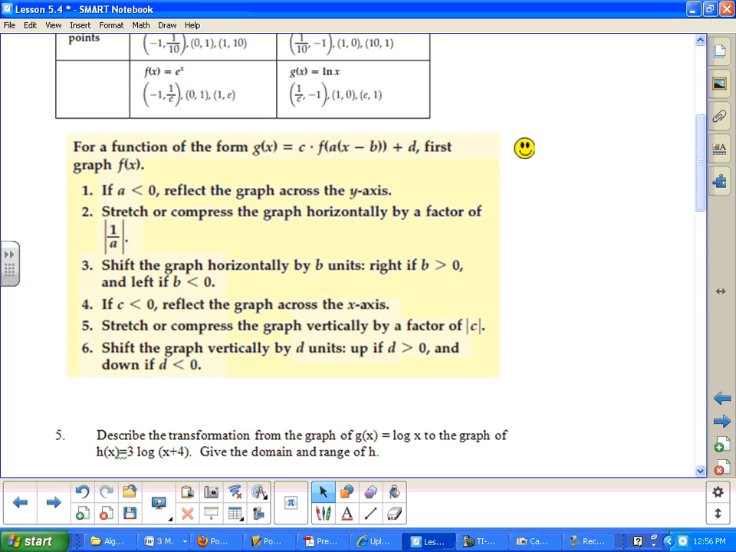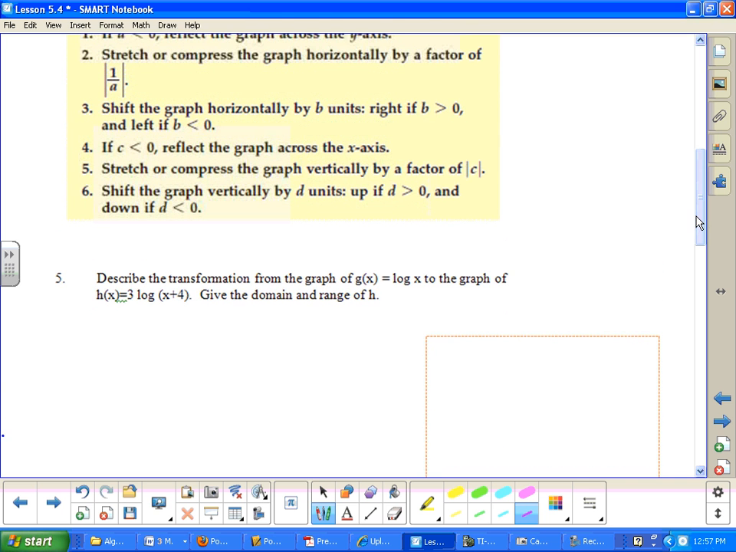One thing to remember, the stuff that's inside the parentheses. These two things here, f of a times the quantity x minus b, those are horizontal. So those things always work the inverse. If it says x minus 3, it's a movement to the right. If it says 4 times the quantity of that, it's going to be a compression by 1/4, not a stretch by 4. Inside is horizontal. Outside is vertical. Do what it says. So horizontal is the inverse. Vertical things are exactly the same.